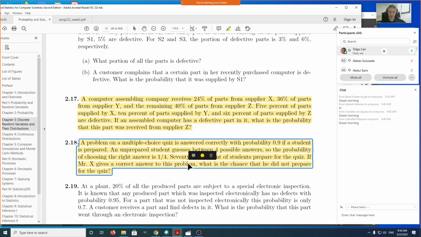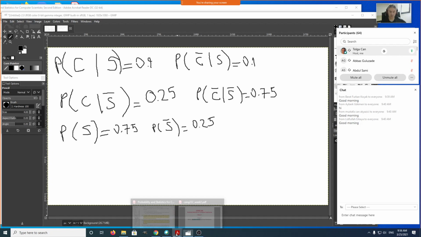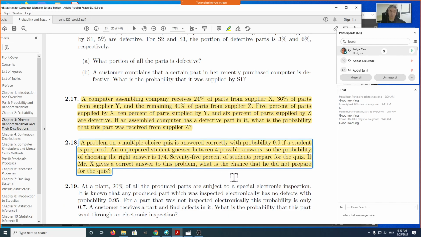Now, 75% of students prepare for the quiz. So what does this tell us? The unconditional probability of studying for the quiz is 0.75, which means that 25% of the students do not study for the quiz. So this is the unconditional probability of preparing for the quiz.